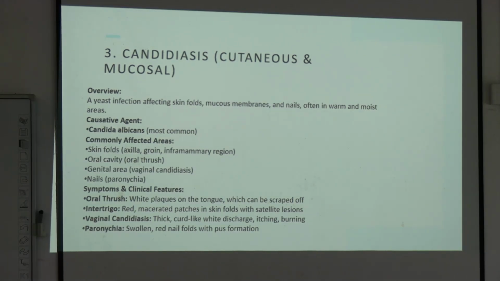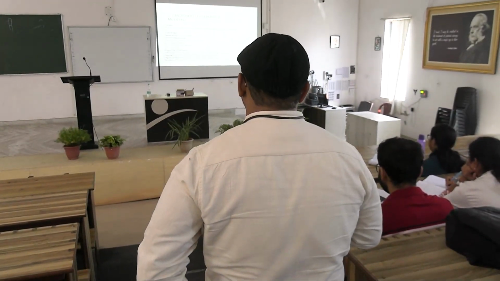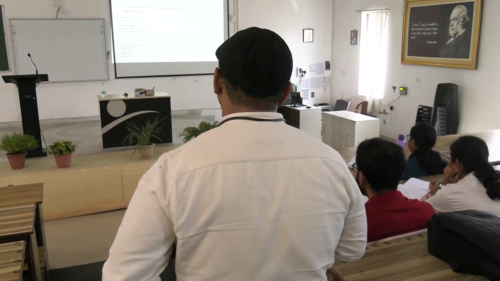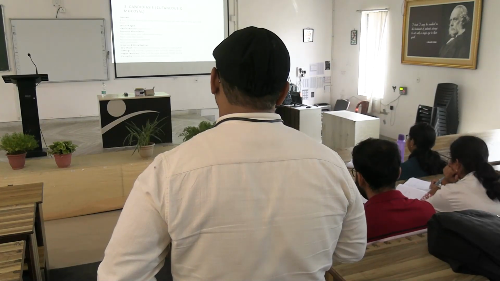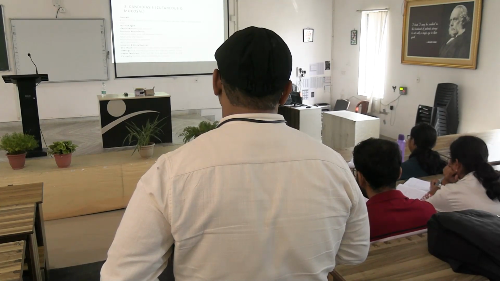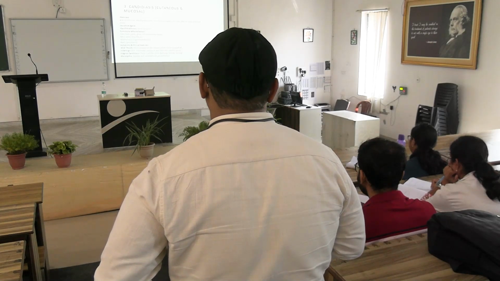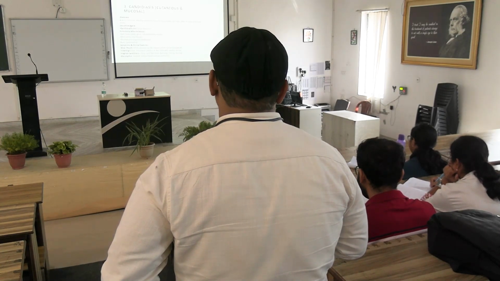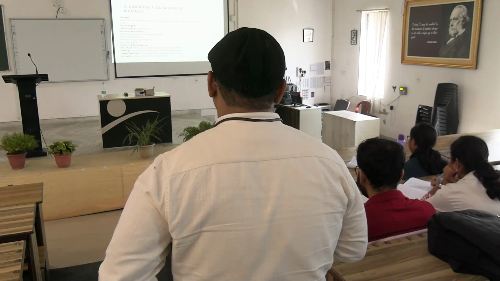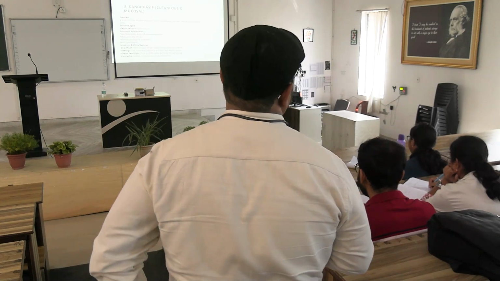Okay, these are the types of parts of our body getting involved: skin fold, oral cavity, genital area. When skin folds are getting involved, we commonly call it Candidiasis. The oral cavity has a special term called oral thrush. When the genital area is involved it is called vaginal candidiasis, and nails, paronychia. You have to know these, they are very commonly used terms. Okay.